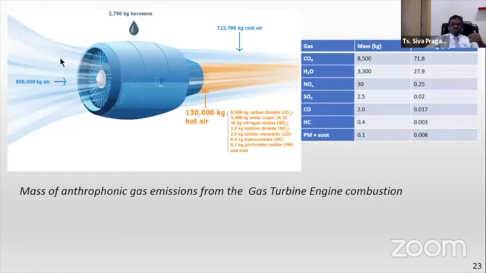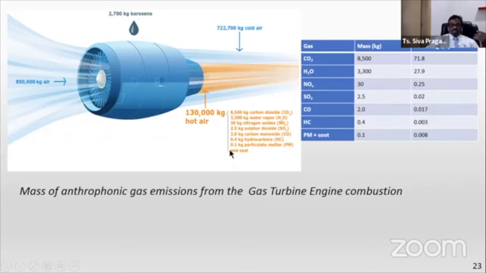In this slide, we see the mass of anthropogenic gas emissions from gas turbine engine combustion. The air intake, for example, is 850,000 kilograms of air, and there is an amount of fuel being injected, right? And we have cold air. The aircraft engine is divided into two sections, what we call the primary and the bypass, or secondary. The primary is the core engine. That is where the burning happens. So the burning happens here, and then it emits what we call hot air, 130,000 kilograms of hot air, and there are 722,700 kilograms of cold air.